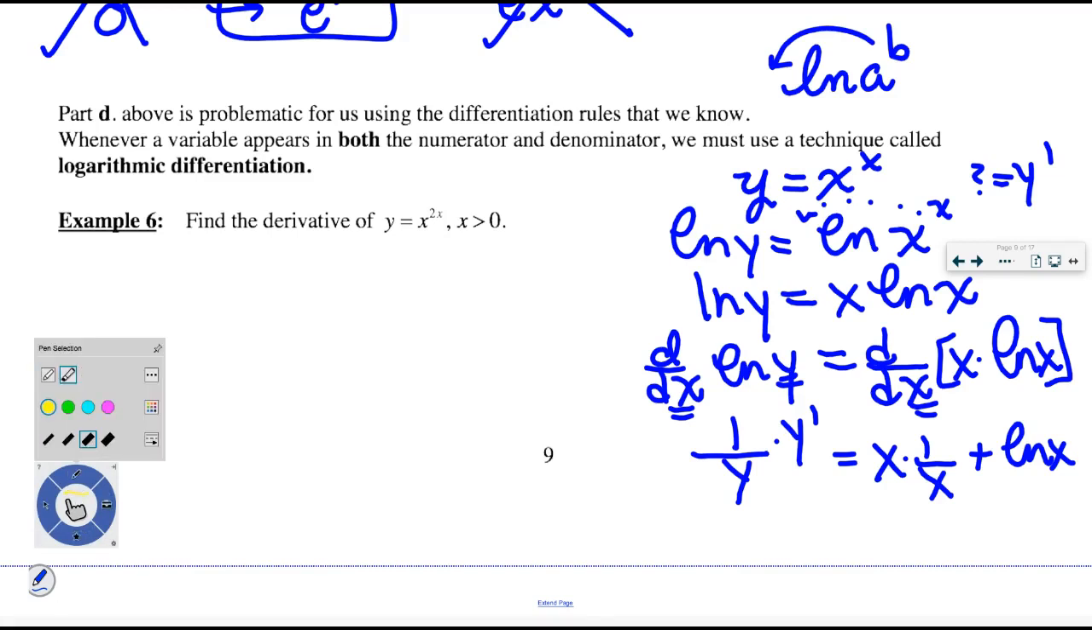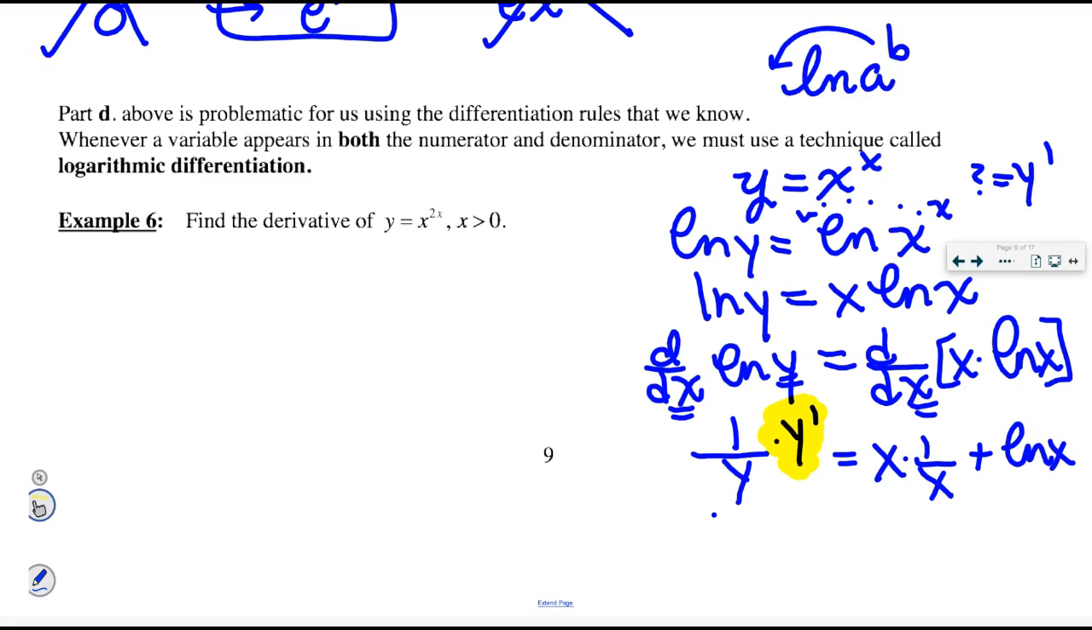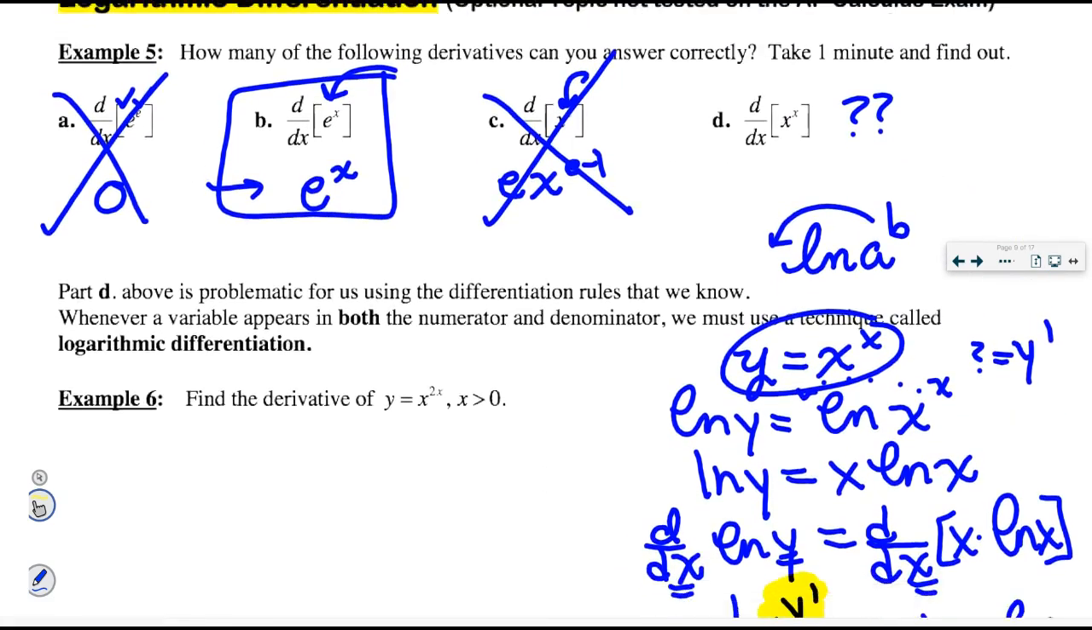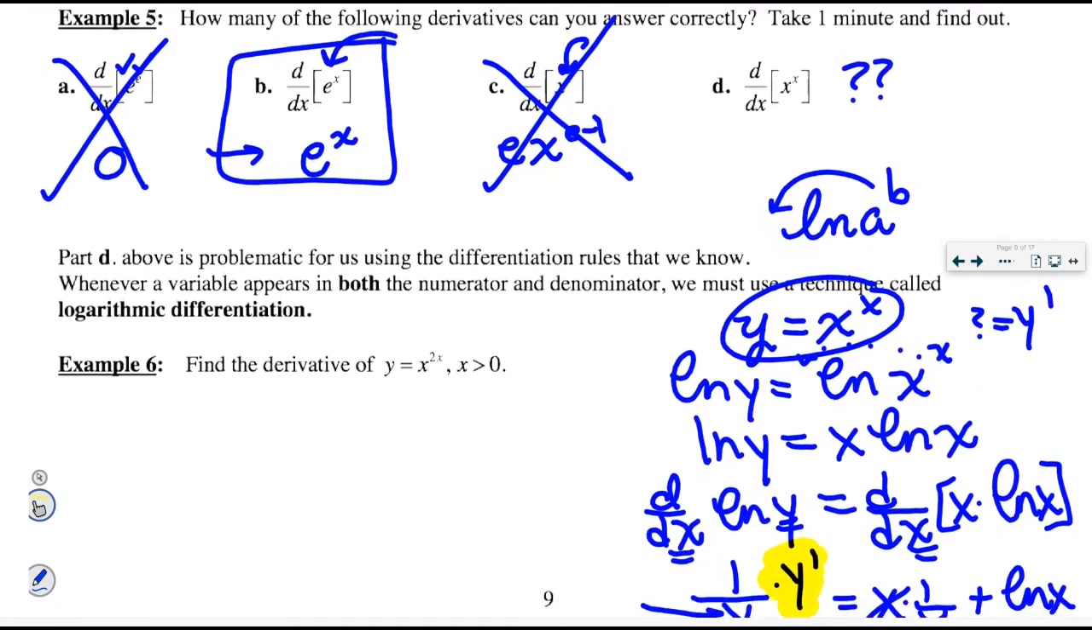So what is y prime? If I just multiplied both sides by y, I'd have it. So my y prime, also known as dy/dx, or the derivative of y, is equal to 1 plus the natural log of x, times y. Right? I'm multiplying both sides by y, and my y was x to the x. So that is the derivative of x to the x. Kind of complicated. College Board does not test that. Should they? I don't know.